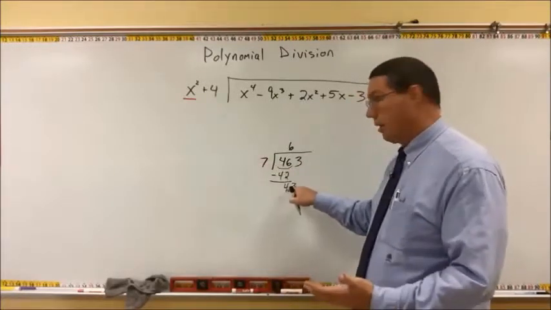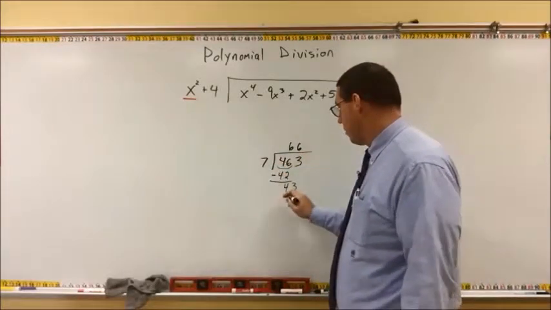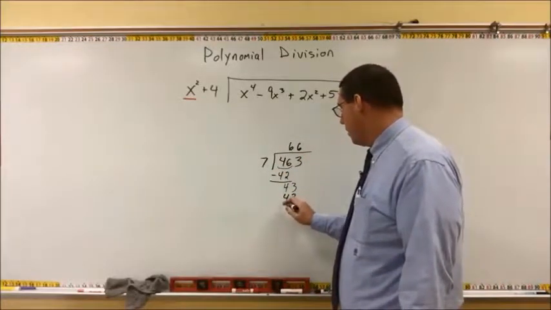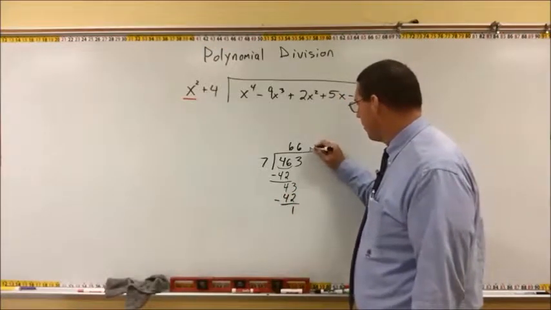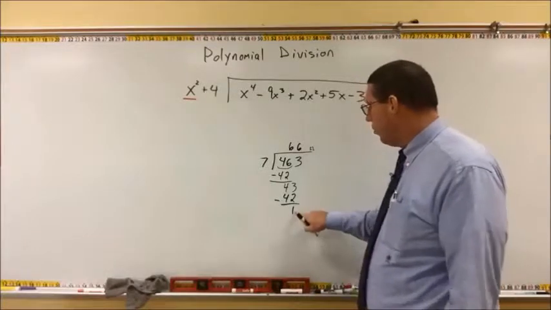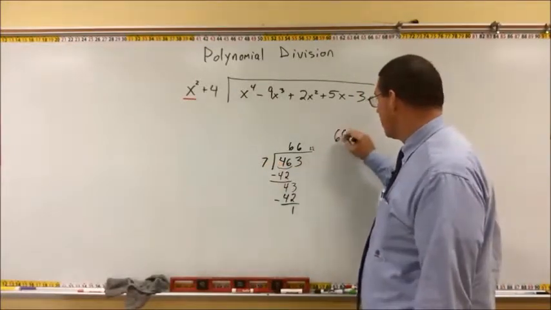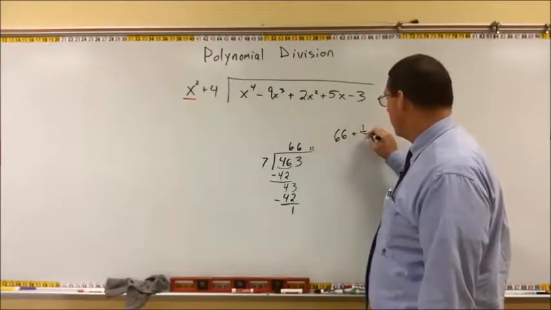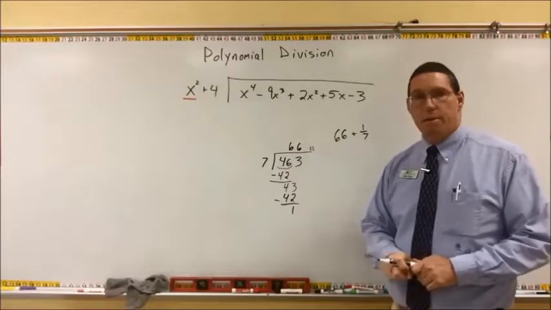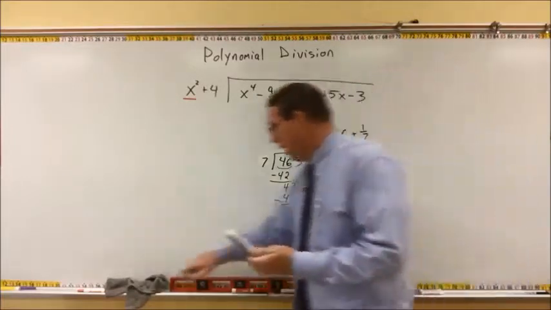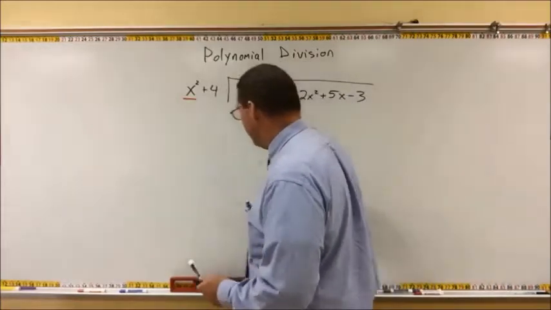Then we do the same thing again. 7 goes into 43 another 6 times. 6 times 7 is 42. If we subtract again, there's 1 left over. And so we say remainder of 1, right? But really what this remainder of 1 means is 1/7. So this would be 66 and 1/7. That's what 463 divided by 7 would equal. So now, with that review, let's go ahead and do polynomial long division.